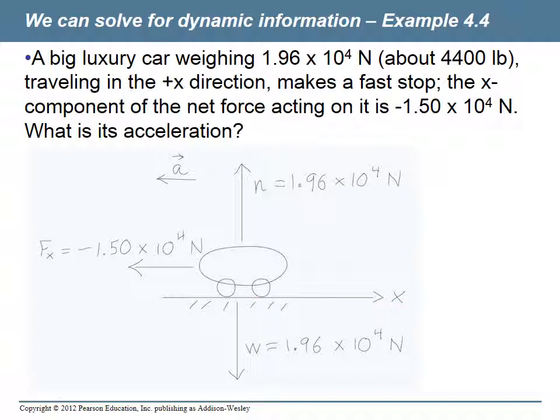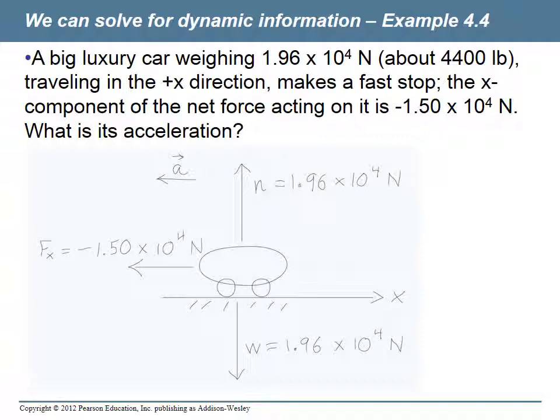So it was traveling that way. If it's stopping, it must be going back this way. It must be accelerating back to the left. Force must be the same direction as the acceleration. It makes a fast stop, and the x component of the net force is negative 1.5 times 10 to the 4th newtons, negative 15,000 newtons.